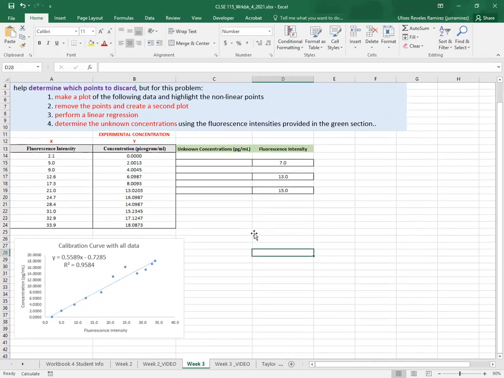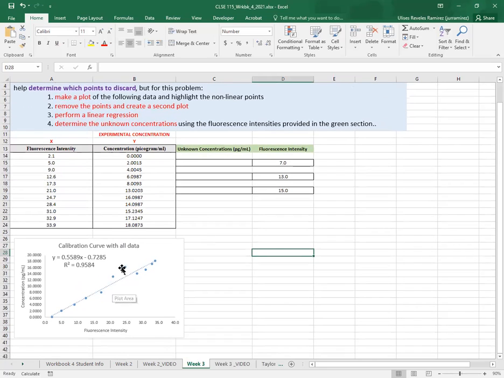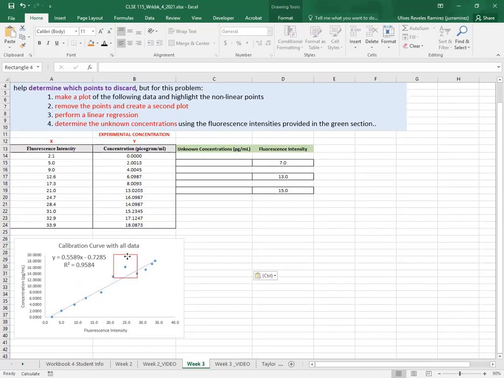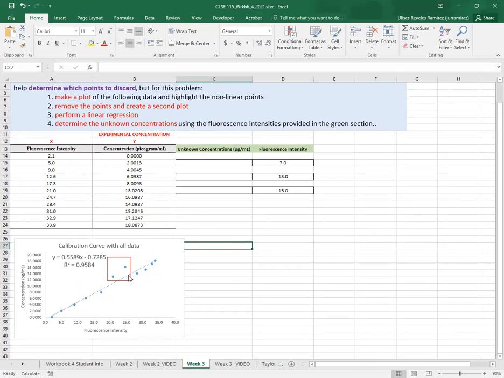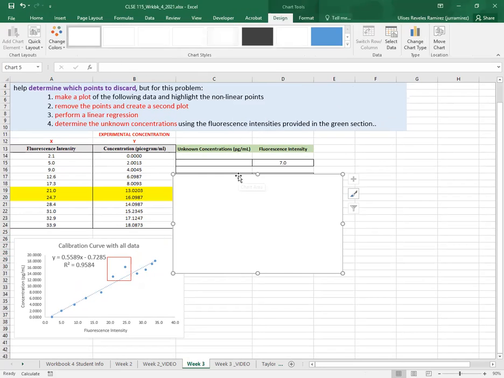So now the point of this problem is: which points should we discard, which are following a nonlinear behavior? So we're going to, by inspection, get rid of these two points that are following a nonlinear behavior. We're going to make a second graph that now doesn't have those points. So first, identifying these points, these are these two points on my table. So I'm going to make a second chart here. So insert, chart, scatter.